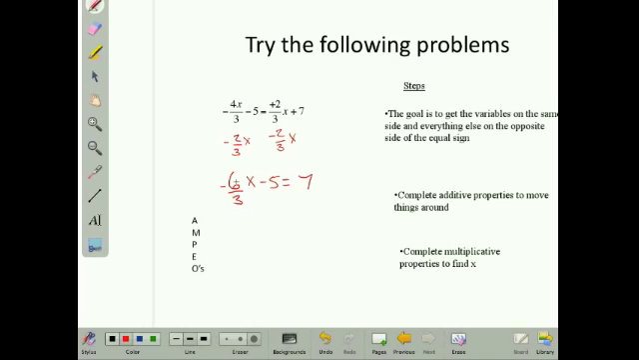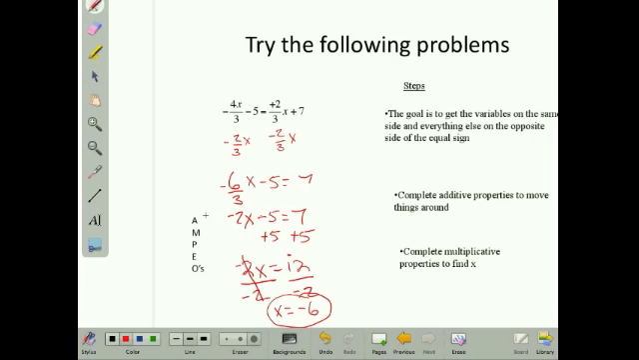Well, the negative 6/3 x, that can simplify to a negative 2x, minus 5 is equal to 7. I want to add 5 to both sides. And I'm left with negative 2x equals 12. I divide by negative 2 to get rid of that multiply. That cancels. X is equal to 12 divided by negative 2, so negative 6.